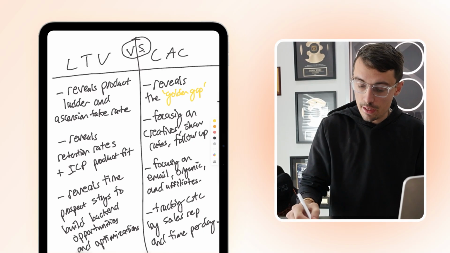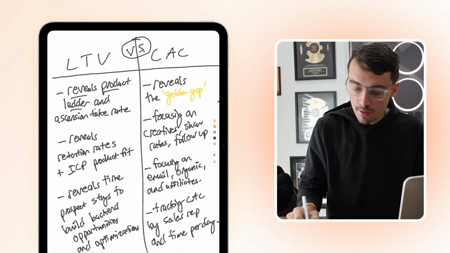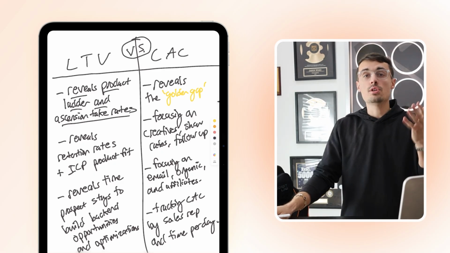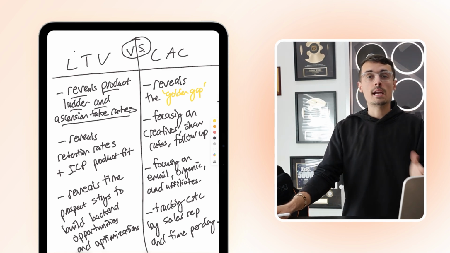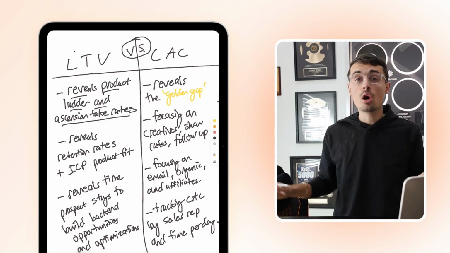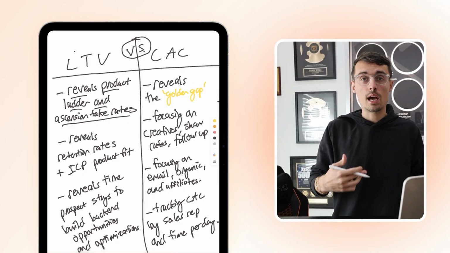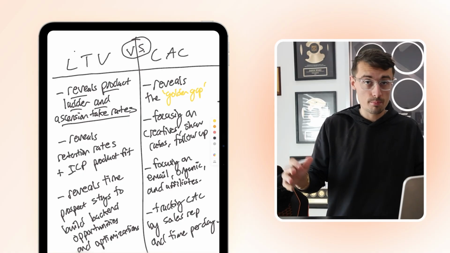LTV is going to reveal your product ladder and ascension take rates. If we don't know what products are getting taken at X take rate, then we don't know which one's working. So now we can fix our product ladder to make more money in a shorter period of time within that first 30 days or even on the onboarding calls.